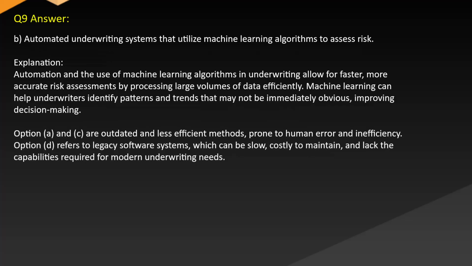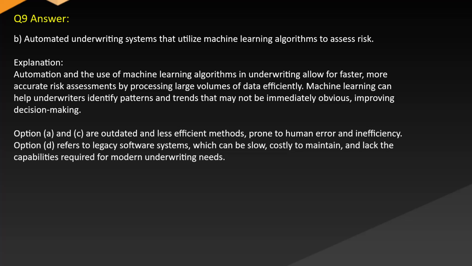Answer. B. Automated underwriting systems that utilize machine learning algorithms to assess risk. Explanation. Automation and the use of machine learning algorithms in underwriting allow for faster, more accurate risk assessments by processing large volumes of data efficiently. Machine learning can help underwriters identify patterns and trends that may not be immediately obvious, improving decision-making.